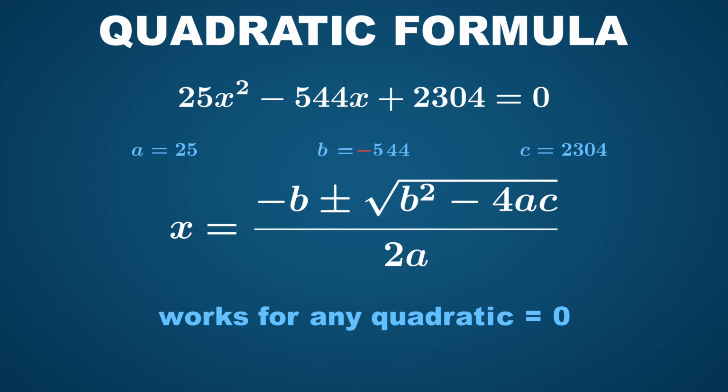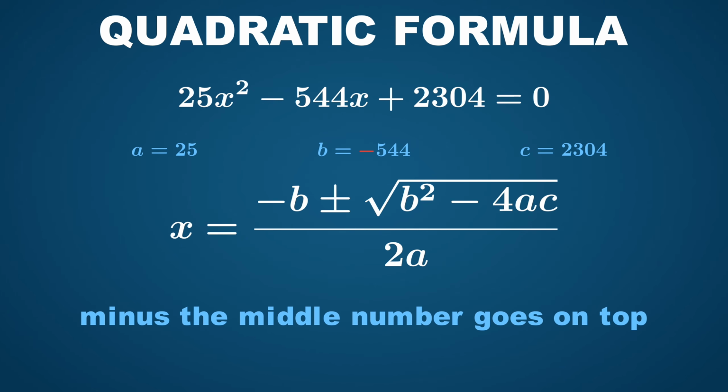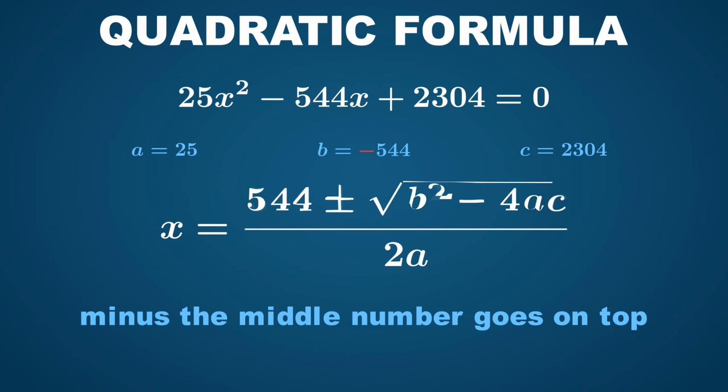The middle number carries its minus sign into the formula. The formula puts minus the middle number on top of the fraction. Minus of minus 544 is plus 544, so the top begins with 544.